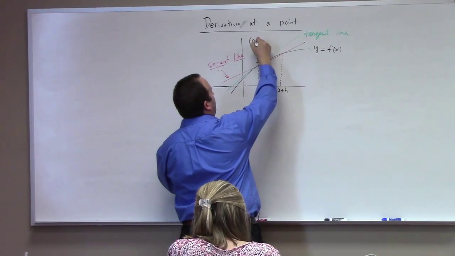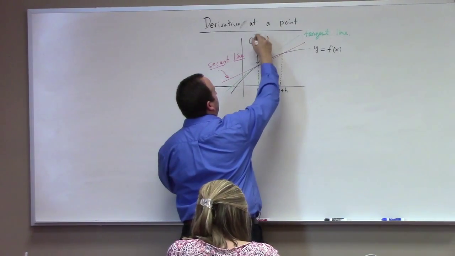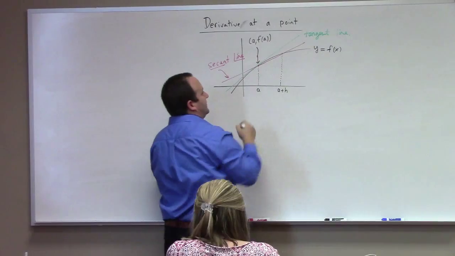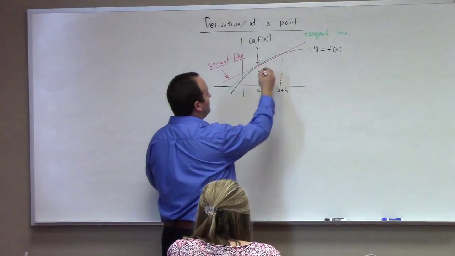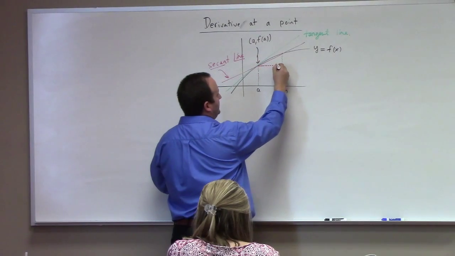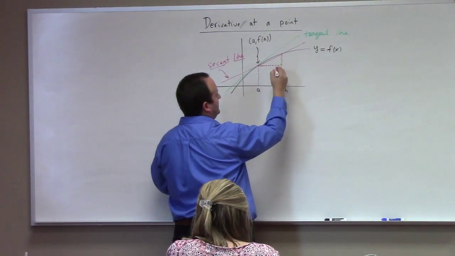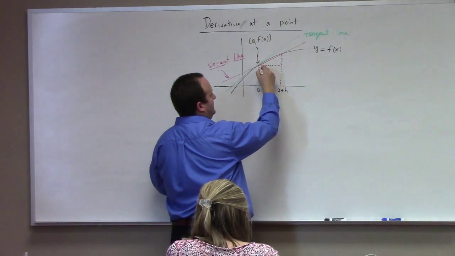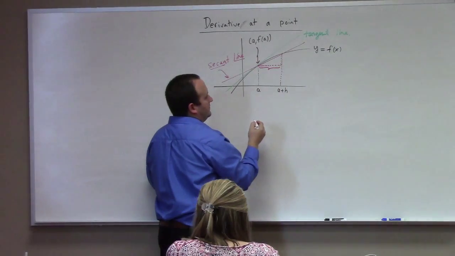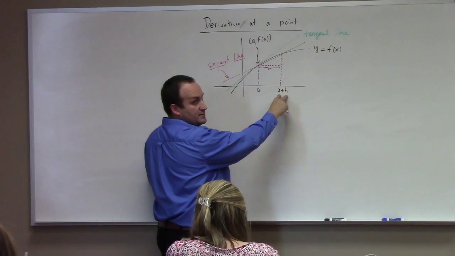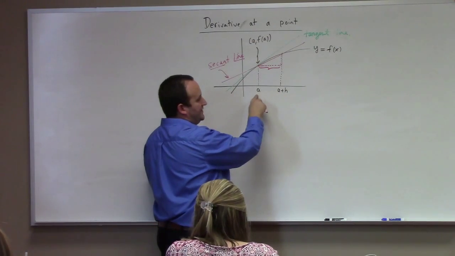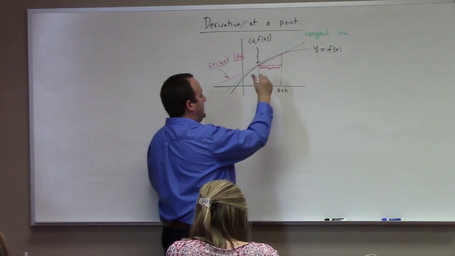Yeah, that point is (a, f(a)), right? The y-coordinate's f of a. And so what's the slope of the secant line? Let me draw a little red triangle here. So what's the so-called run, the change in x? How far does it go in x? a plus h minus a, which just gives you h, right?